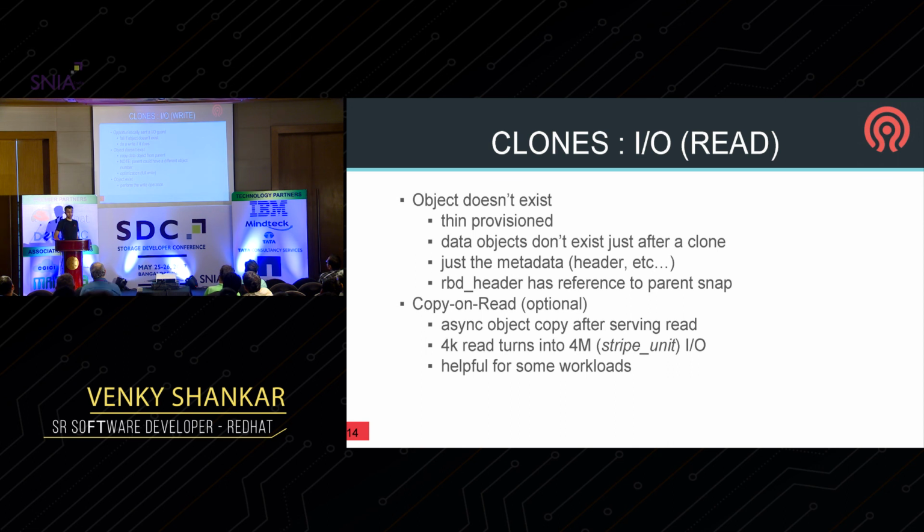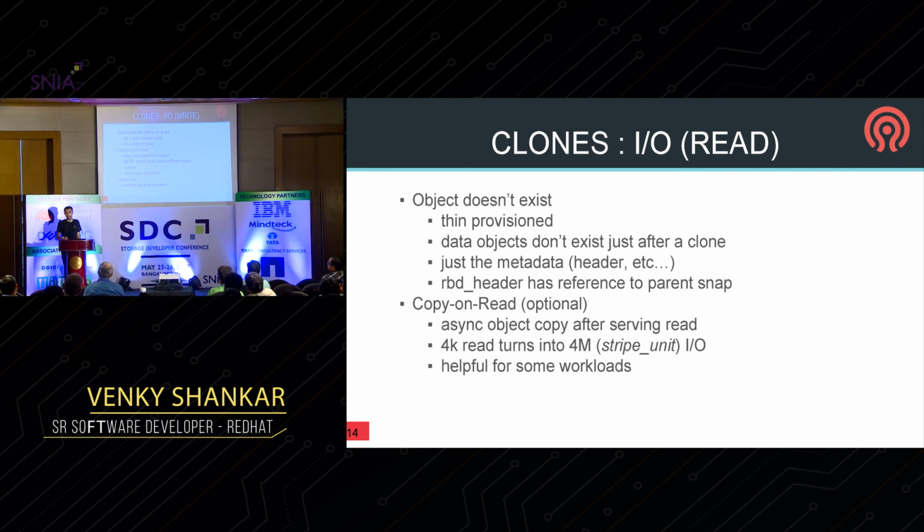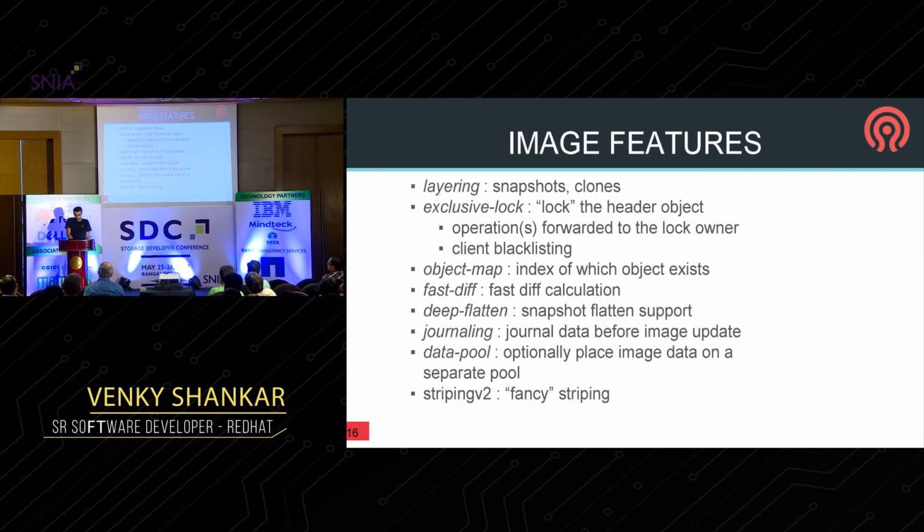Clone IO is much more interesting. What we do is send an IO guard, which says if the object is not there, fail, but do a copy up. If the object already exists, you need not do anything, which means it was copy on write earlier. Also, there's one optimization: if you're doing an IO which is a full write, like the stripe unit size, there's no need to copy up, because you will anyway overwrite that object. Image features, there's a lot here, but I think I have to skip that, sorry.